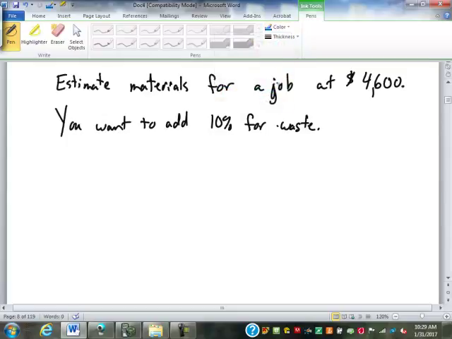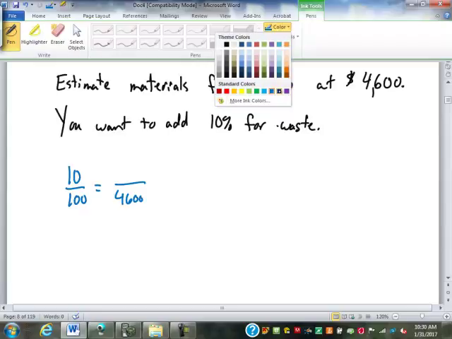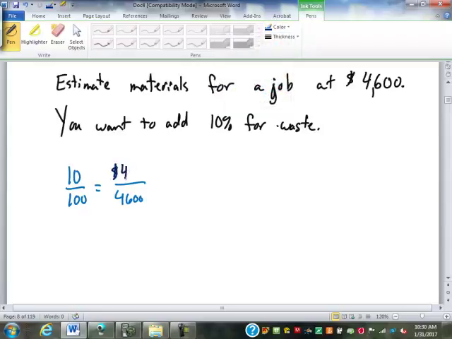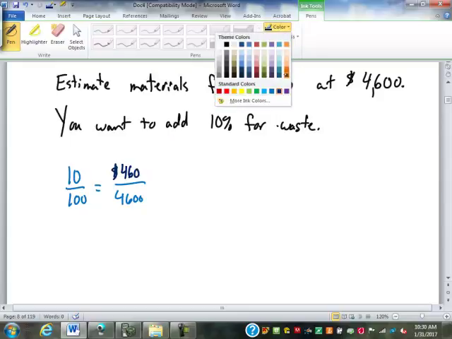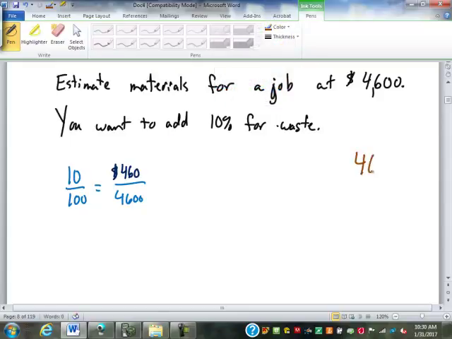Well, you could find 10%. So 10% is 10 out of 100 of 4,600, which would be $460. Is that our answer? No. What do we have to do with that? $4,600 plus the 460 gives us $5,060. That's the amount we're going to have to charge.